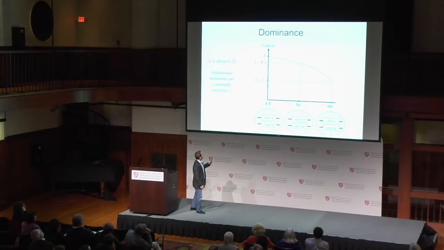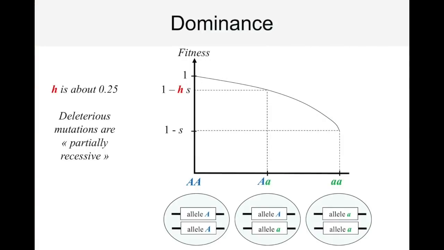In fact, dominance of deleterious mutation has been measured in a huge variety of organisms, cases, situations and genes. And deleterious mutations tend to be recessive, meaning that H is below 1/2. In fact, it's about 0.25, 1/4, on average, across many studies.